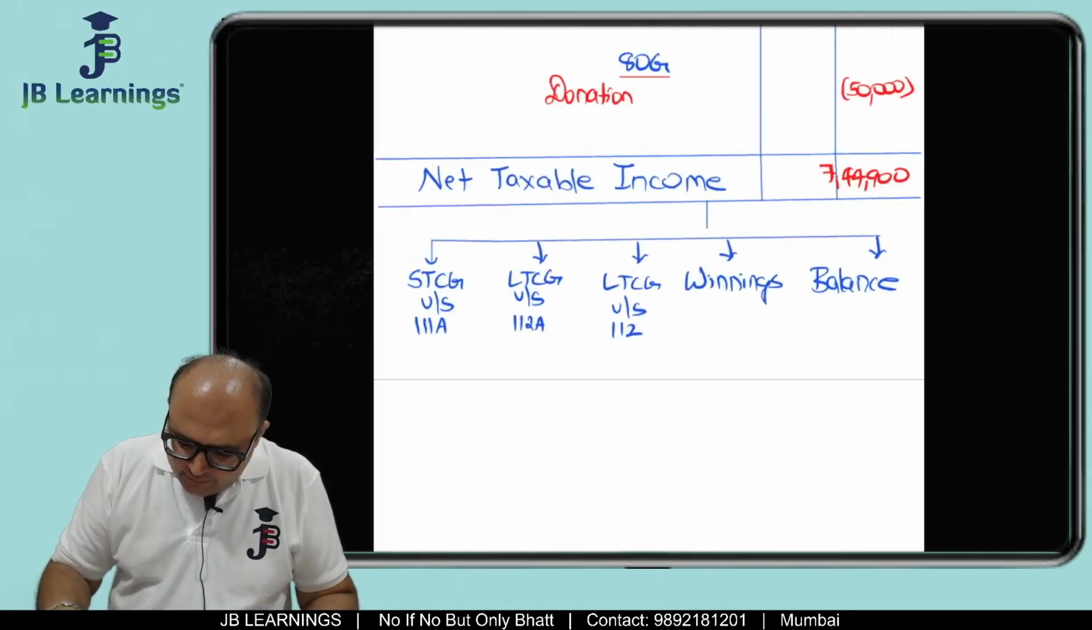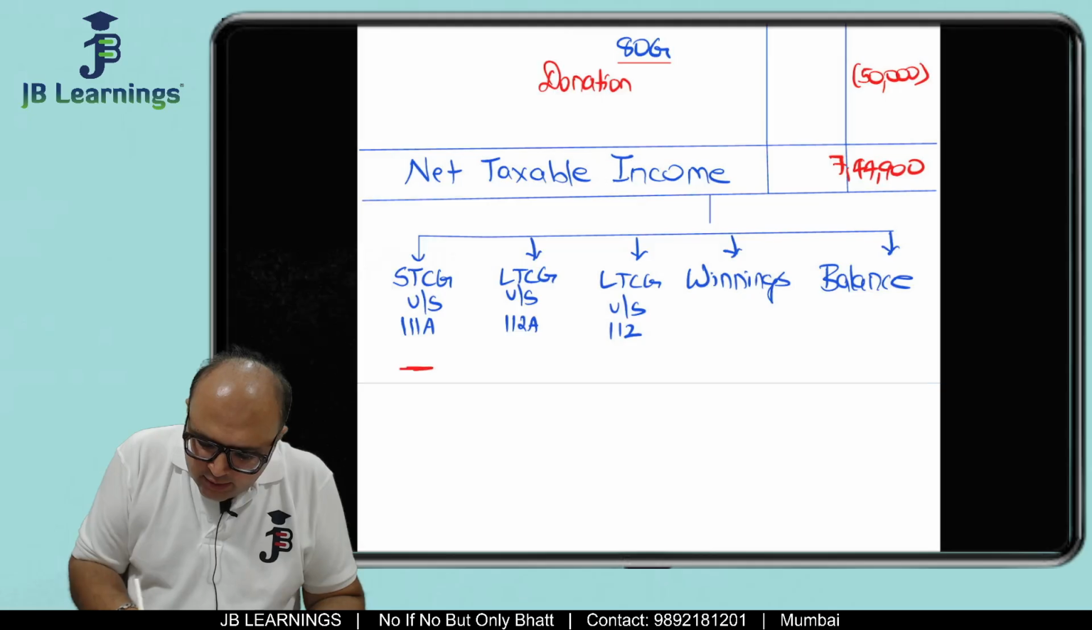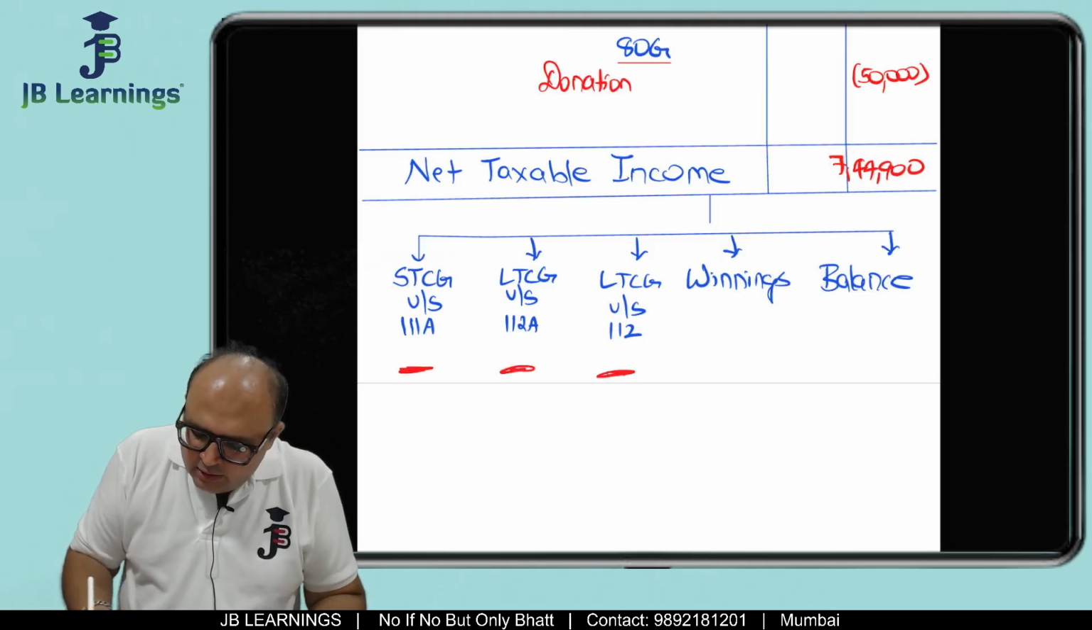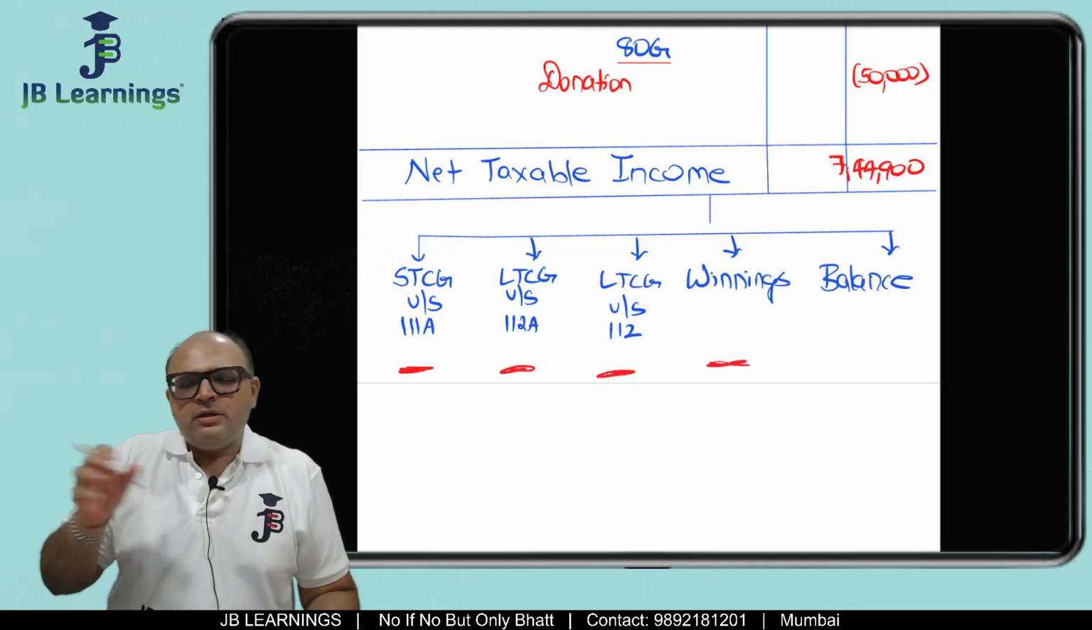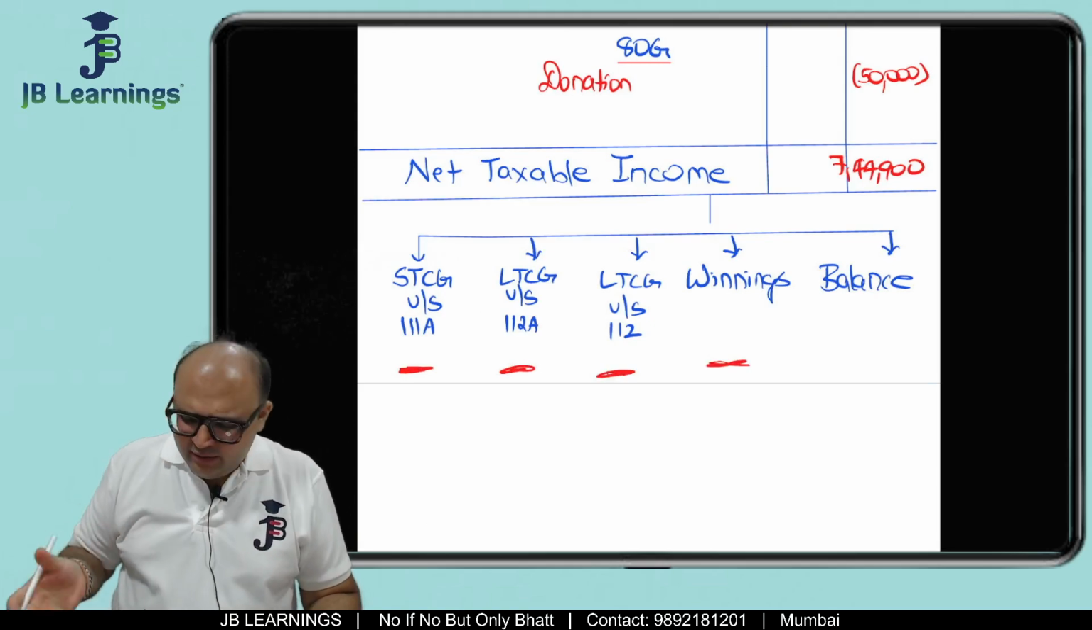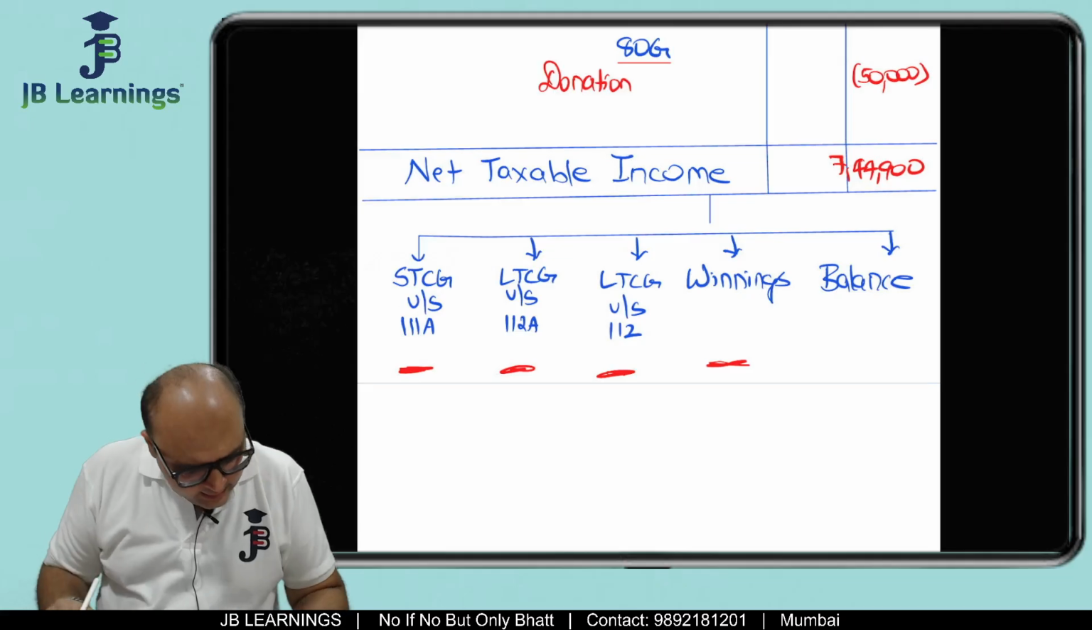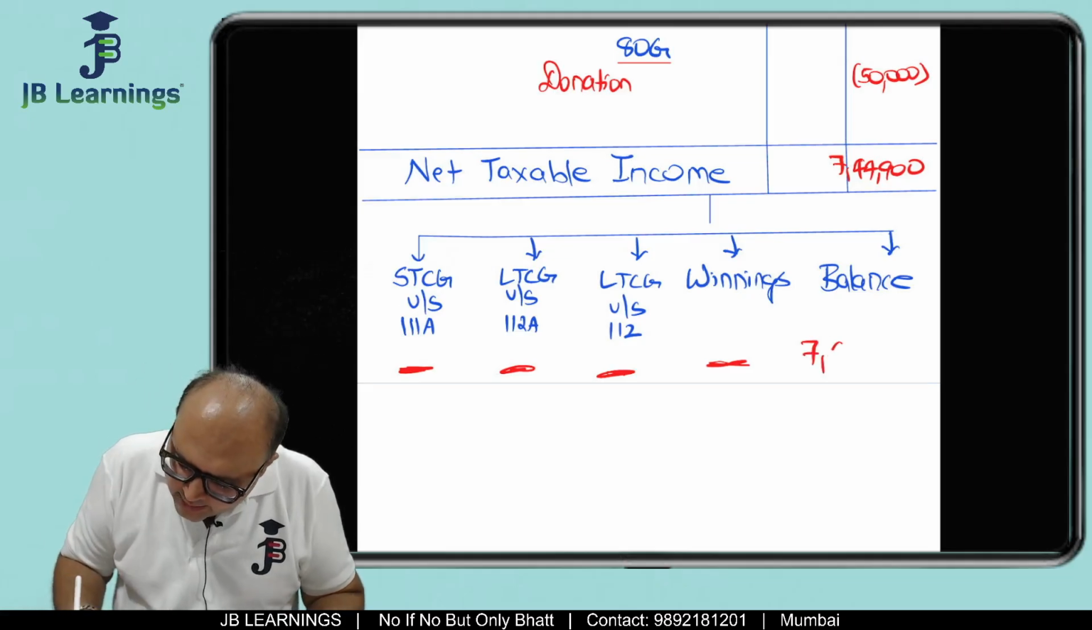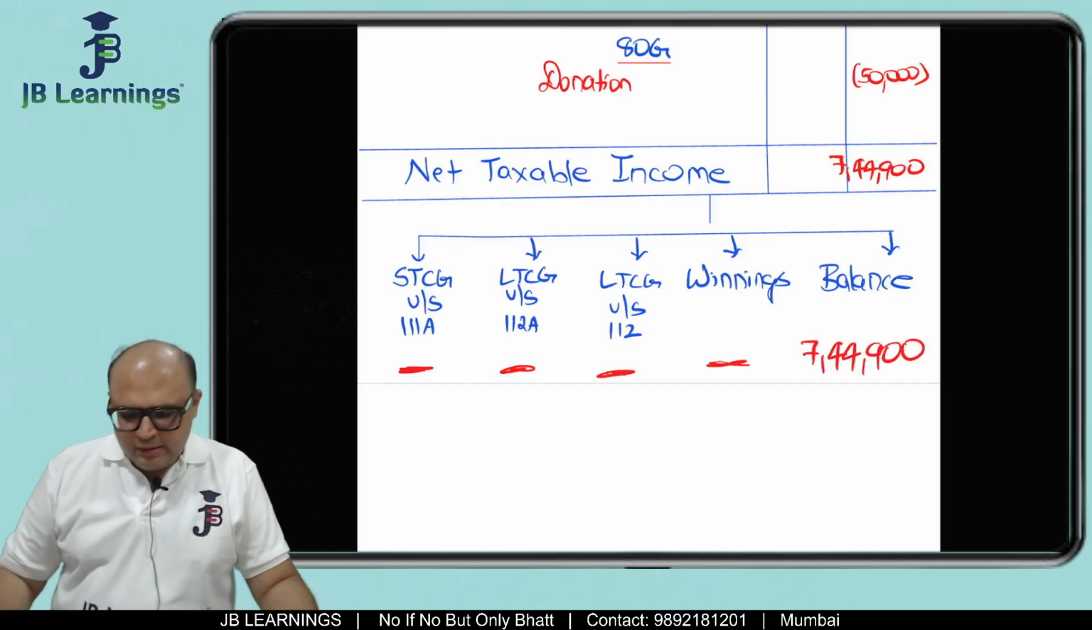Now see, as far as tax is concerned, in this question there is no capital gain. So normally we do 5 parts because different incomes have different tax rate. But in this, there is no capital gain, there is no winnings. So your entire amount would be 7,44,900 in the balance column.